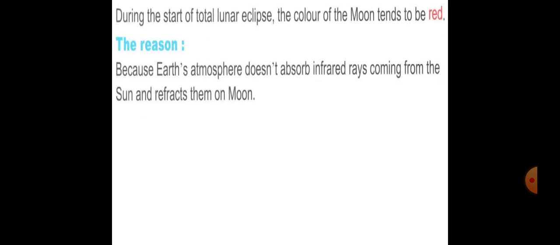During the start of the total lunar eclipse, the color of the moon tends to be red. Why? Why during the start or in the beginning of the total lunar eclipse, did the color of the moon change into red color? The reason is that the Earth's atmosphere doesn't absorb the infrared rays coming from the sun and refracts them on the moon.